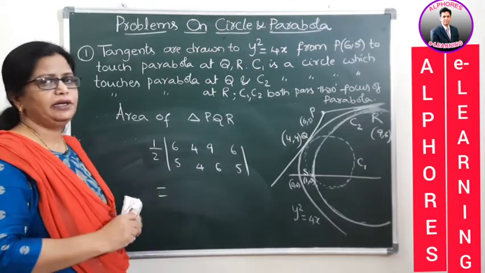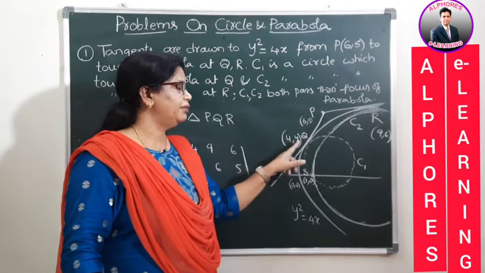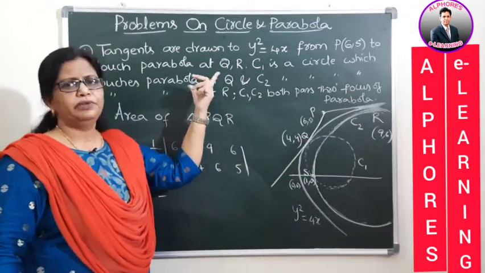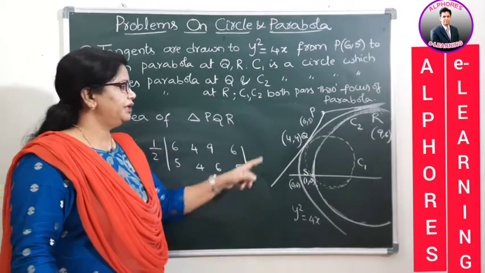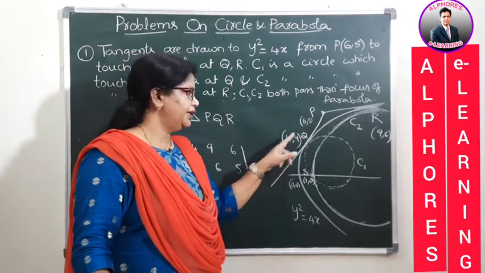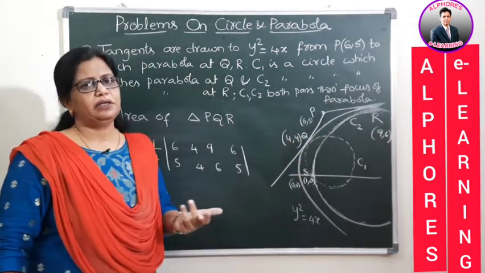Here we may get one doubt. What is the doubt you may get? Why have you taken Q only as 4 comma 4 and R only as 9 comma 6, as they did not put any condition in the problem? Okay, so as they did not put any condition, you can take this point as Q and this point as R also, okay?